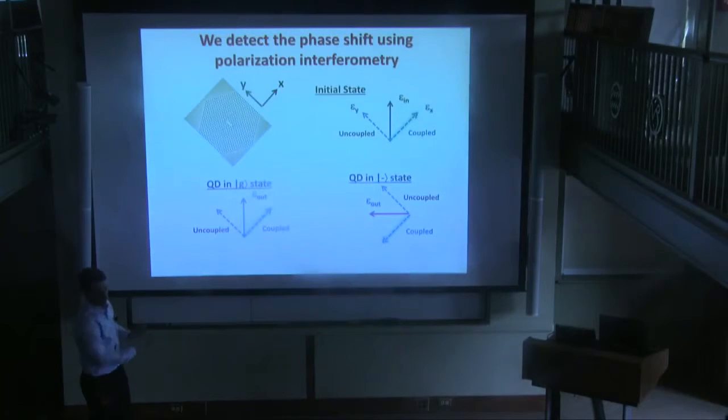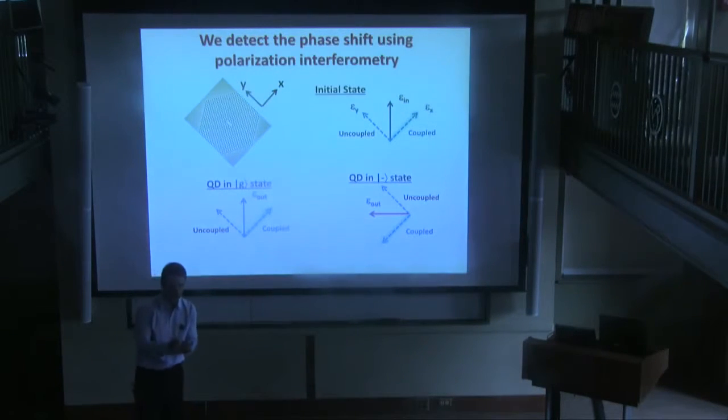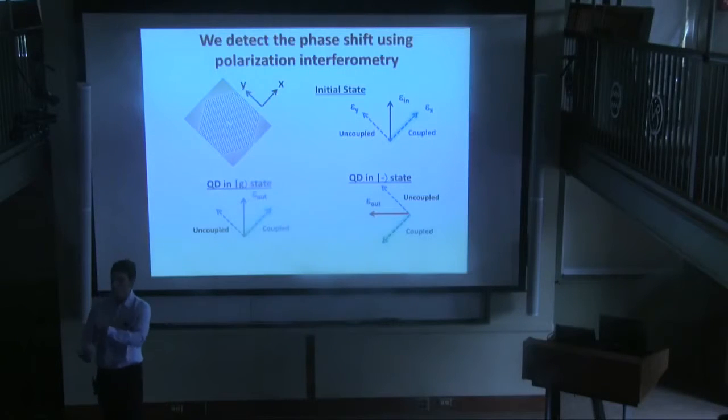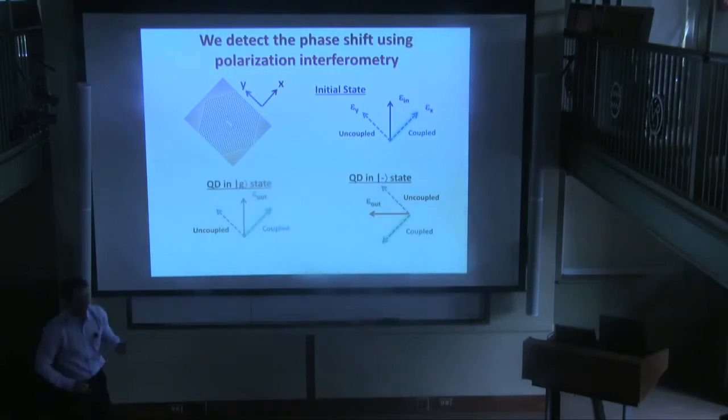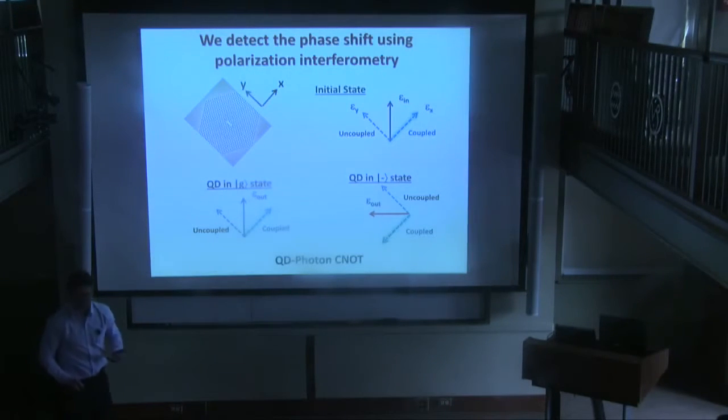It reflects across the origin. And now, when you add these two components up, the polarization is actually rotated 90 degrees. So the phase shift is converted into a rotation of the polarization. Another way to think about it is we convert this quantum phase gate into a quantum dot photon CNOT gate. And so we went ahead and did that.